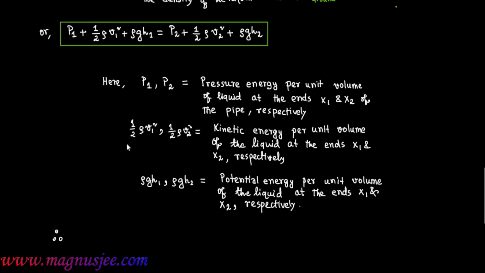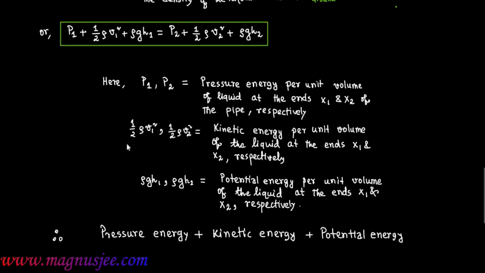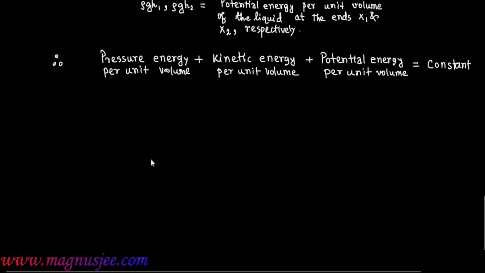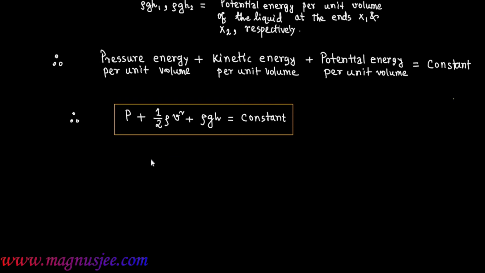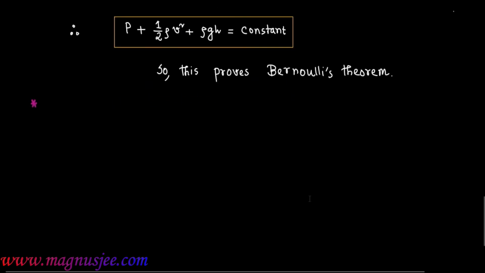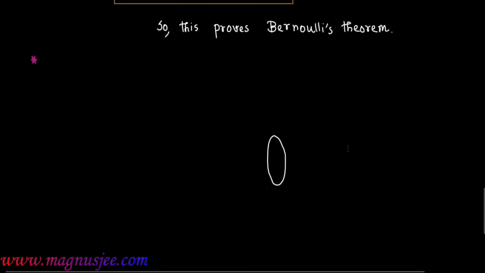P1 and P2 are liquid pressures, and they are also known as pressure energy per unit volume. Therefore, pressure energy plus kinetic energy plus potential energy should be equal to a constant. That is, pressure energy per unit volume plus kinetic energy per unit volume plus potential energy per unit volume will be constant. That is, P plus 1 by 2 rho v square plus rho g h equals constant. So this proves Bernoulli's theorem. That means the sum of pressure energy, kinetic energy and potential energy per unit volume of liquid which is pushed due to pressure difference remains constant.